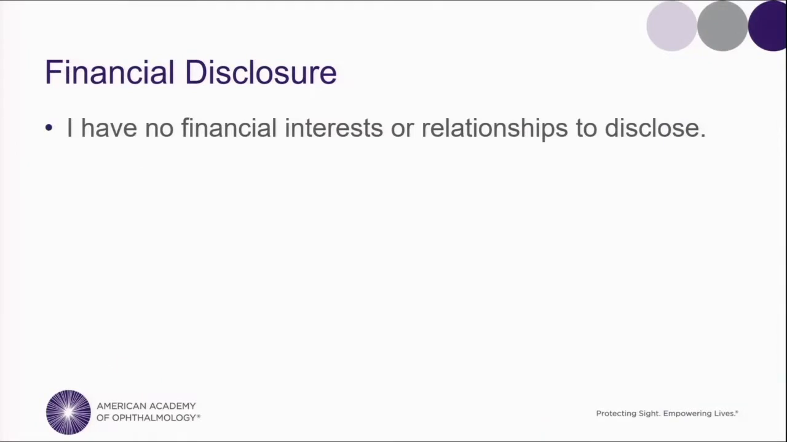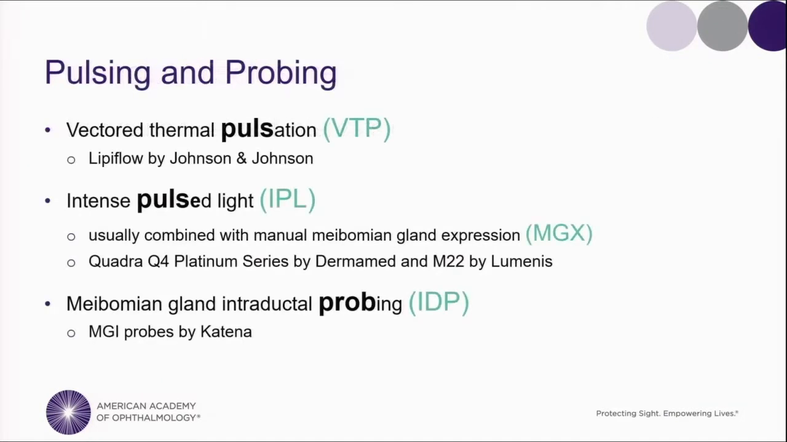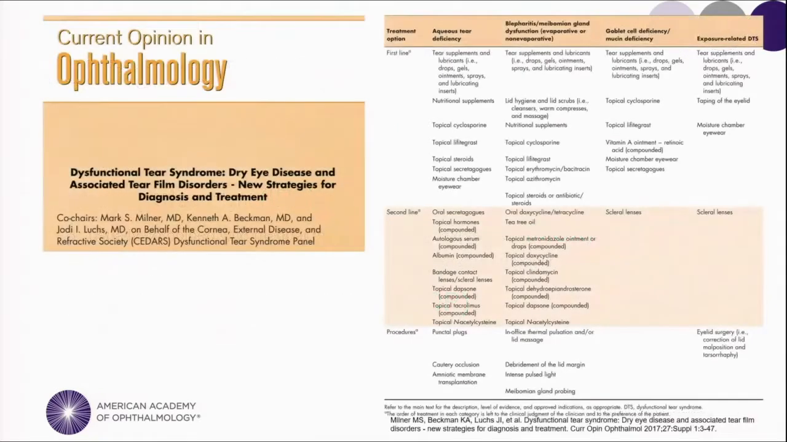I have no financial interest or relations to disclose, though I do use all three devices. Pulsing or probing, let's learn the ABCs. For vectored thermal pulsation, VTP, intense pulse light, IPL, which is usually combined with manual meibomian gland expression, MGX, and meibomian gland intraductal probing, IDP.